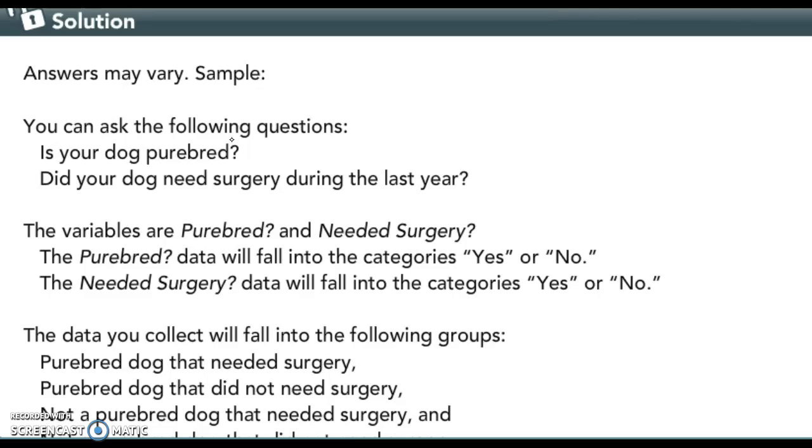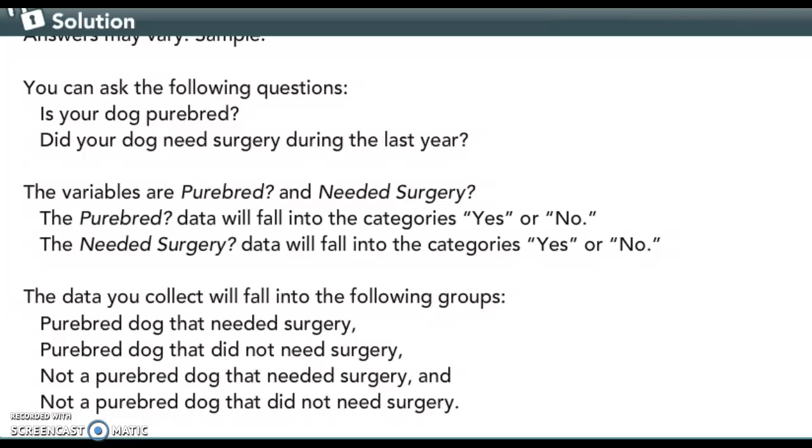The variables are purebred, that's going to be yes or no, and then need surgery, that's also going to be yes or no. So our categories are going to be yes or no for both of those. The data that you're going to collect is going to fall into groups. So you're going to have purebred dogs that need surgery, purebred dogs that did not need surgery. And then you are also going to have dogs that are not purebred that did need surgery, and dogs that were not purebred that did not need surgery. So those are going to be the 4 groups that your data is going to be in.